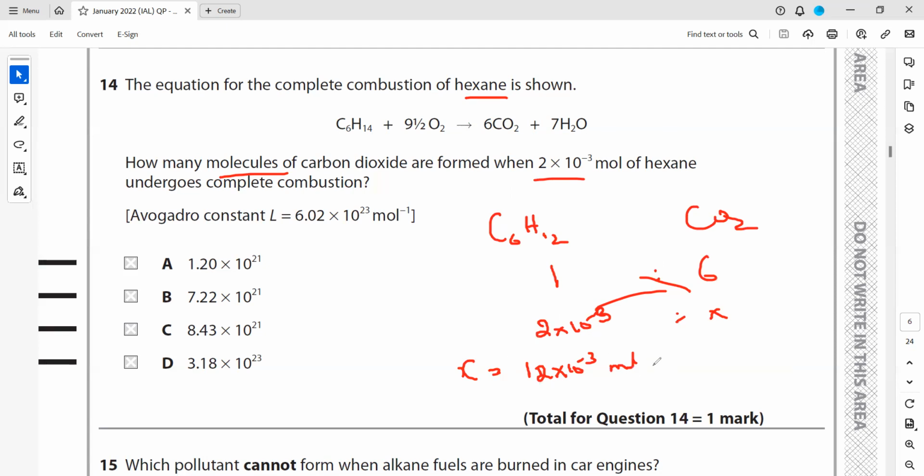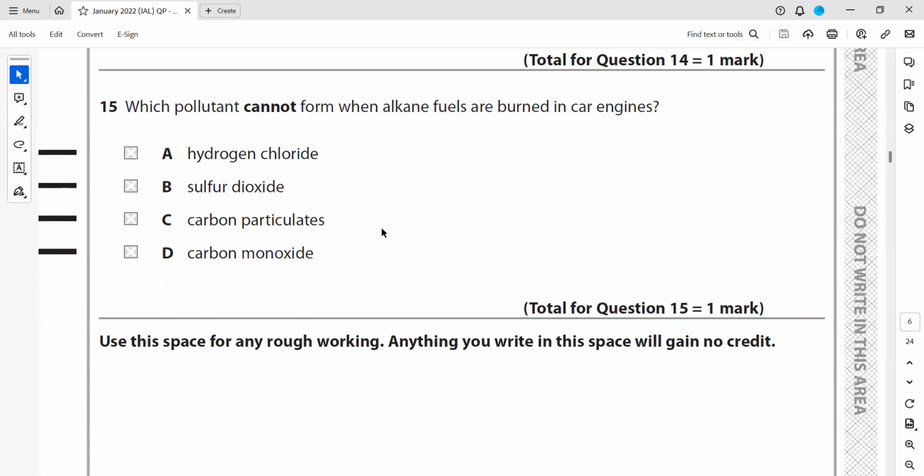After getting these moles, we need the number of molecules. So we multiply by Avogadro's constant. 1 mole contains 6.02 times 10 to the power 23, plus, not minus. We multiply 6.02 times 10 to the power 23 with the number of moles. This will give us the total number of molecules of carbon dioxide, that is 7.22 times 10 to the power 21. So moles multiplied by Avogadro's constant will give us the total number of molecules.